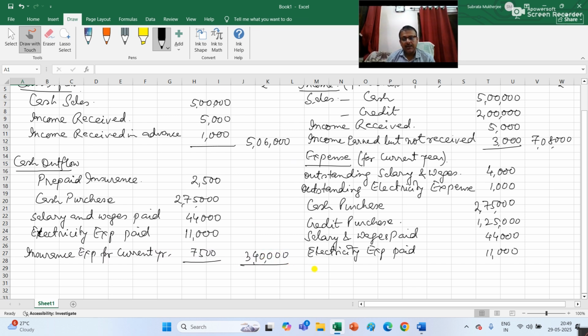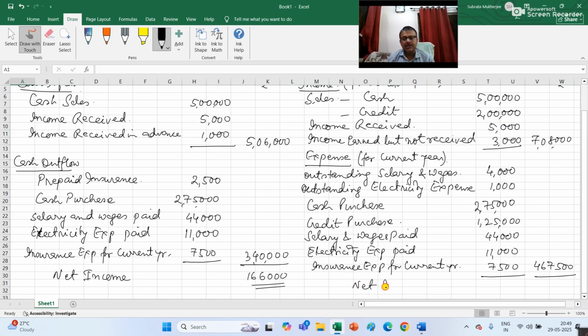And here I am writing insurance expense for current year is for rupees 7,500. So if you add up all these items, you will get 4,67,500. So your net income under cash basis will be rupees 1,66,000, and net income under accrual basis will be rupees 2,40,500.